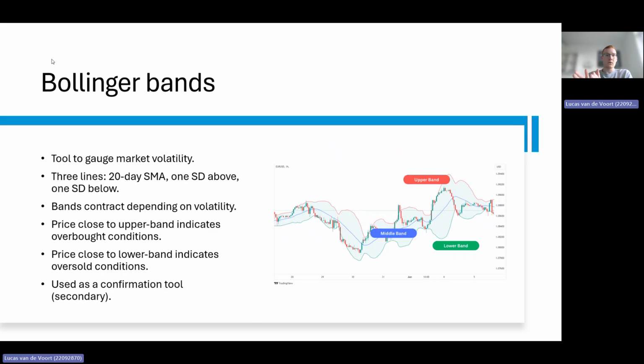And if the outer bands narrow, that means that there's less volatility, but that there's potentially a chance for a breakout. And also, investors look at whether the price is close to the upper band, it might be overbought, and if it's close to the lower band, it might be oversold. But I have to say, traders usually don't really use Bollinger Bands as a primary tool, but more as a secondary tool to confirm the RSI and the MACD.